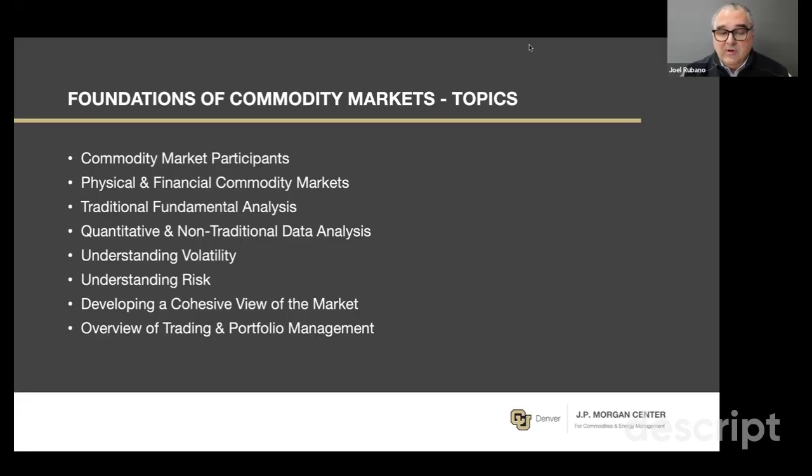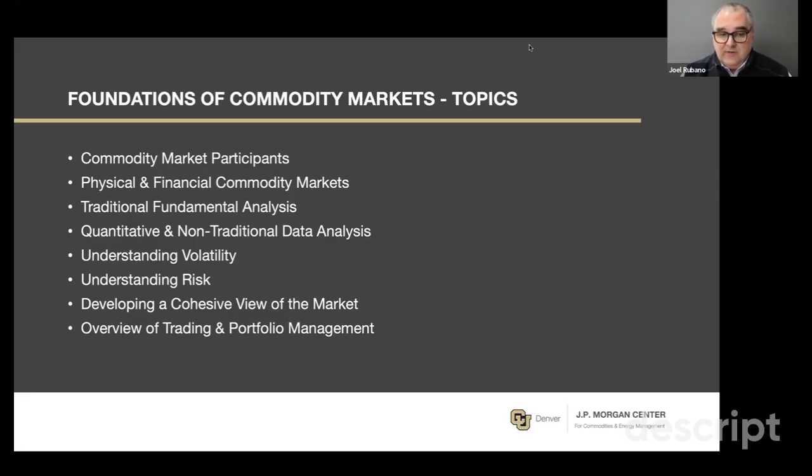The fourth class, though, is much more novel. This is where we'll explore quantitative and non-traditional data analysis. The advent of new technologies in terms of coding, in terms of massively available data, in terms of non-traditional data sources, things like web scraping and social media analysis and satellite imagery, has really allowed commodity traders to bring different and interesting tools to the table. So we'll look at how those are currently utilized.